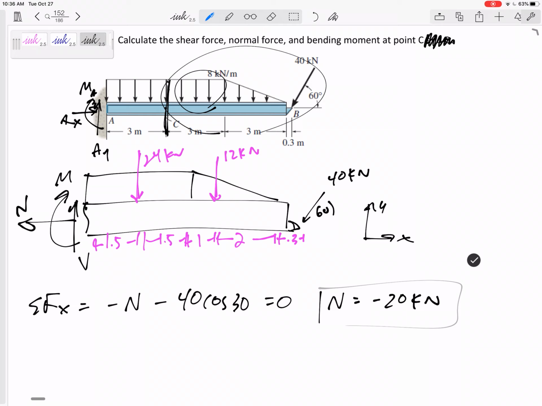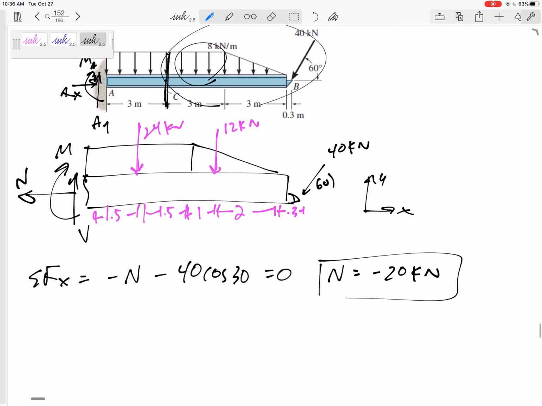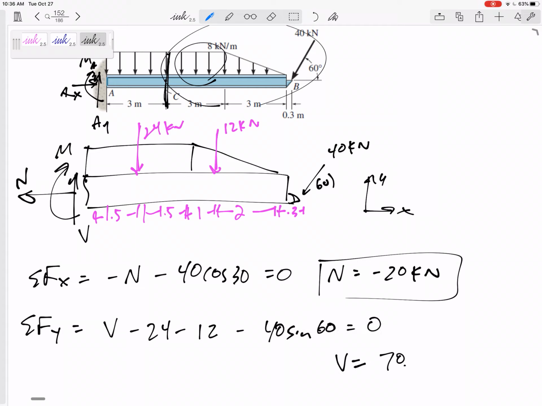And so I'm leaving it at that, right? That negative means compression, all right? That negative means it was right there. Now, you don't have to go back and redraw. I'm not going back and looking at your figure, all right? Now, let's sum the forces in the y direction. V is pointed up, negative 24, negative 12, negative, a lot of this 40 sine 60 equals 0. So V would be 70.7.